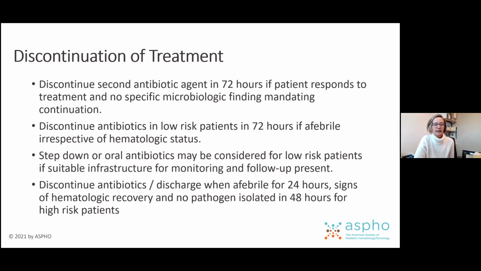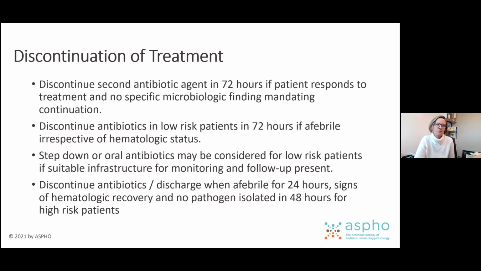In general, patients who are low risk, which would be defined by their malignancy and the chemotherapy medications that they received, some can have antibiotics stopped completely if they're afebrile and clinically well appearing. And then some institutions do step down in antibiotics where they transition them to oral for those patients who are low risk and have ability to have close monitoring or follow-up.